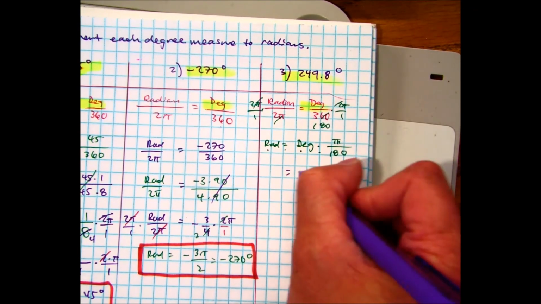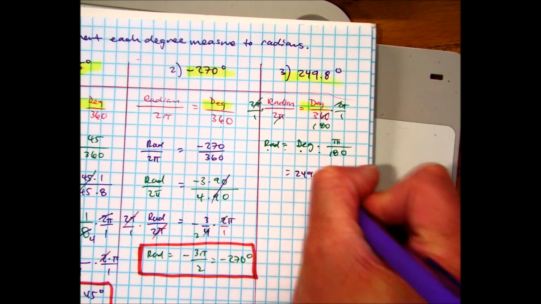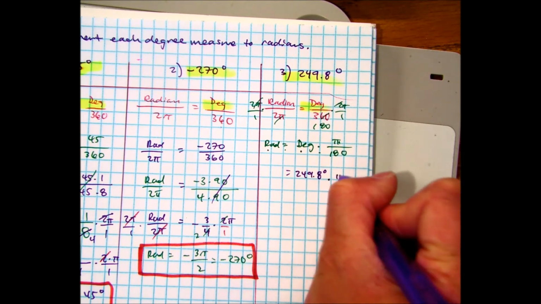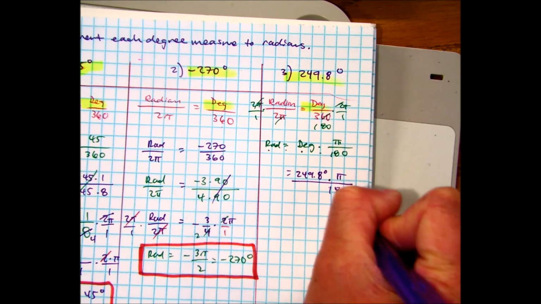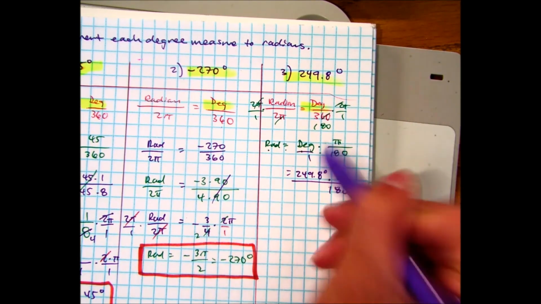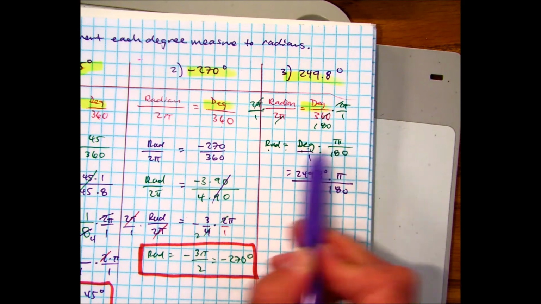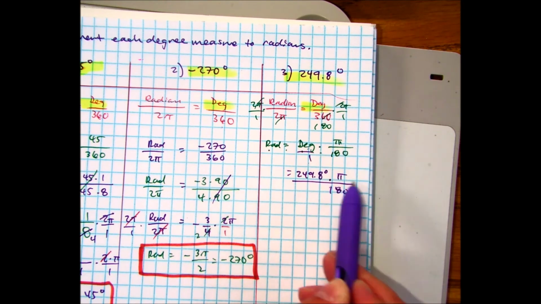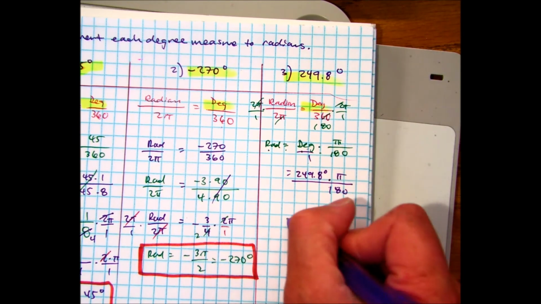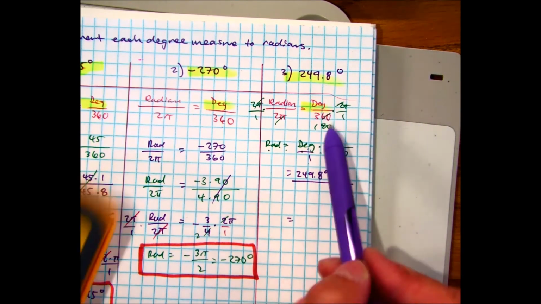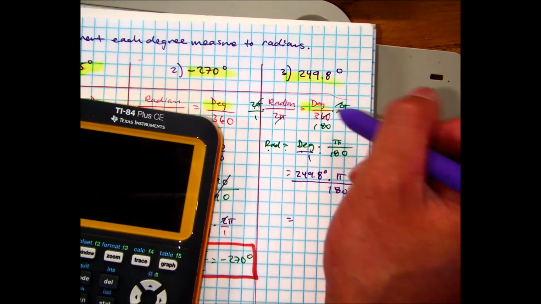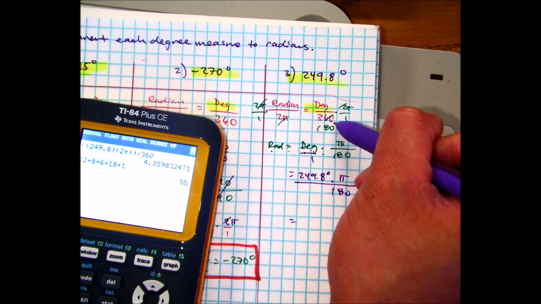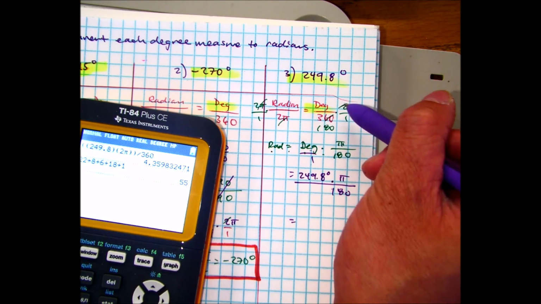So degrees is 249.8 degrees times pi over 180. Did you guys see what I did there? The degrees is in the numerator, and I know that because of the fraction degrees over 1. So it's the degrees times pi over 180. Now, if you had yours over 360, it's totally fine. Yours would have been something like 249.8 divided by 360 multiplied by 2 pi.